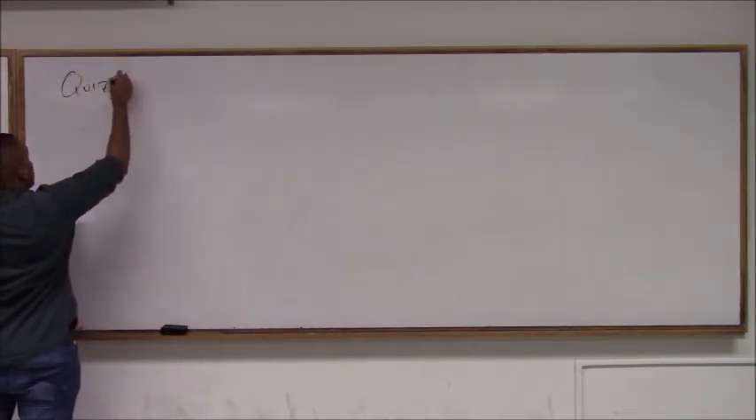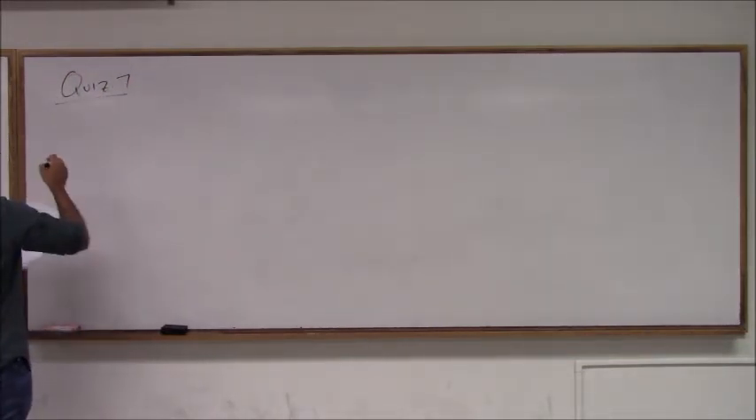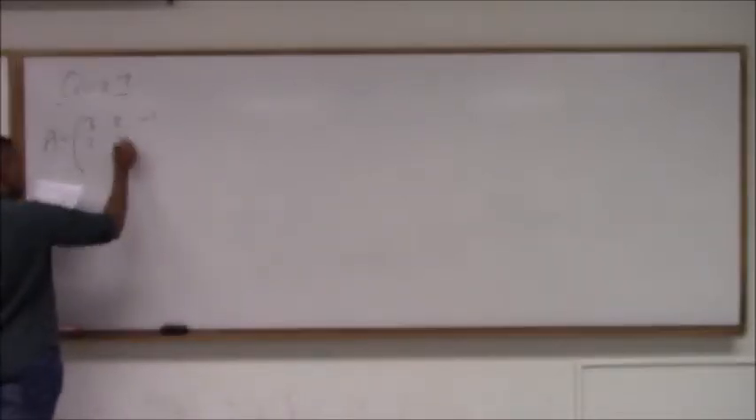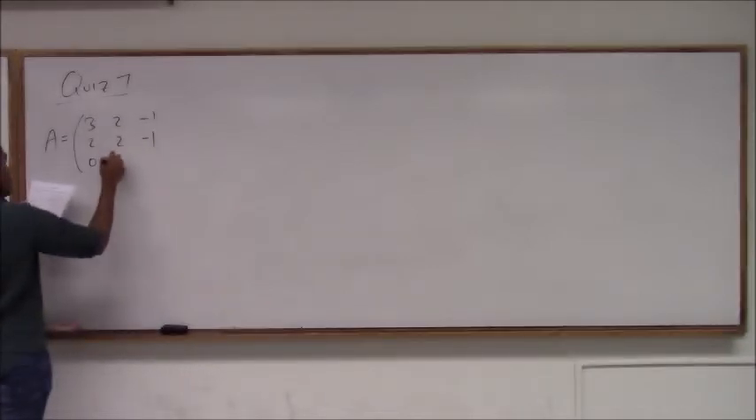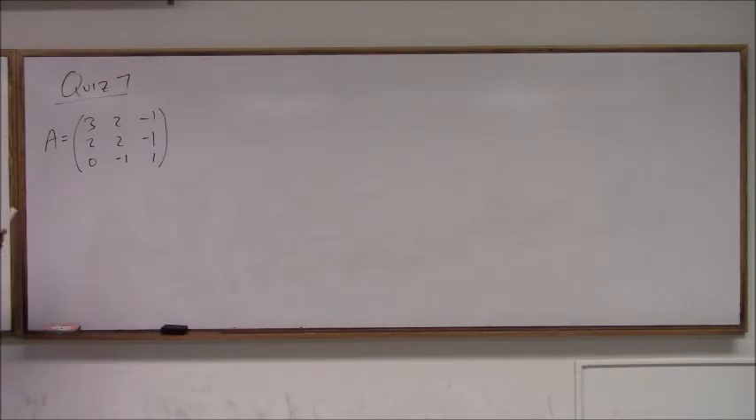Let's quickly run through the quiz as a review. So this is quiz 7. A was this matrix: 3, 2, minus 1; 2, 2, minus 1; 0, minus 1, 1. The first one was to compute the determinant of A.